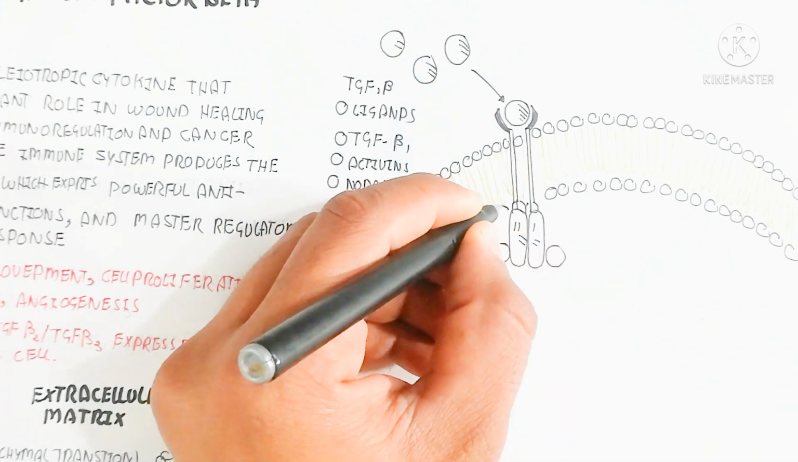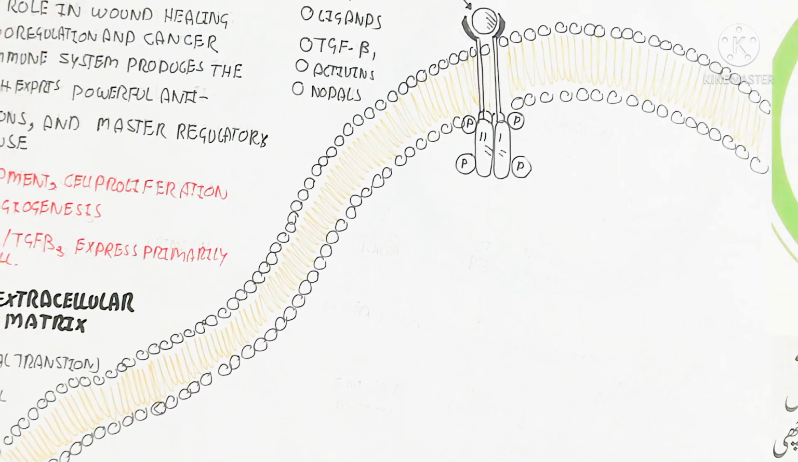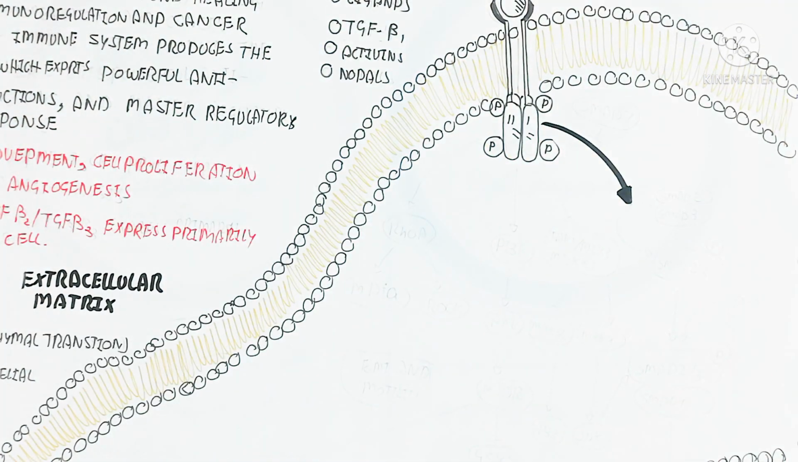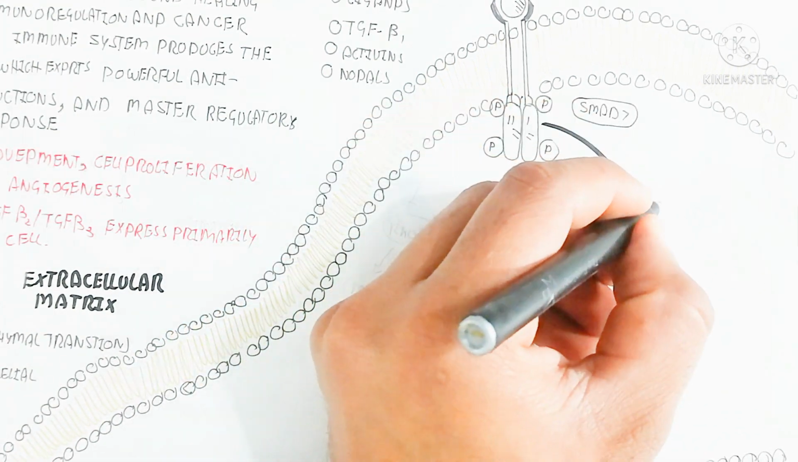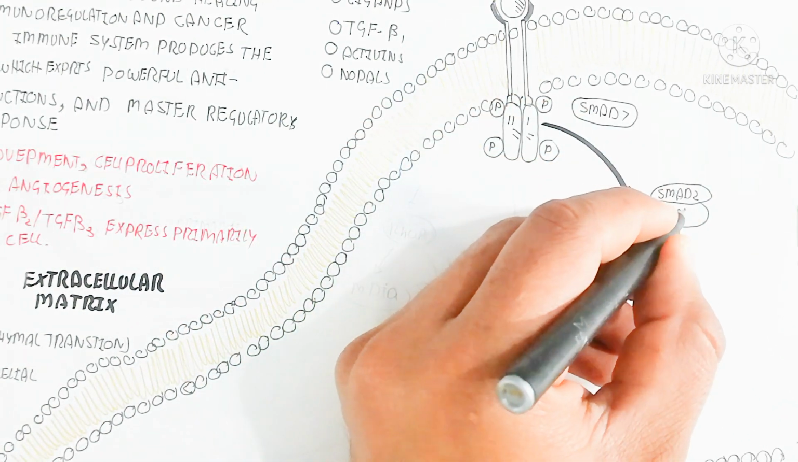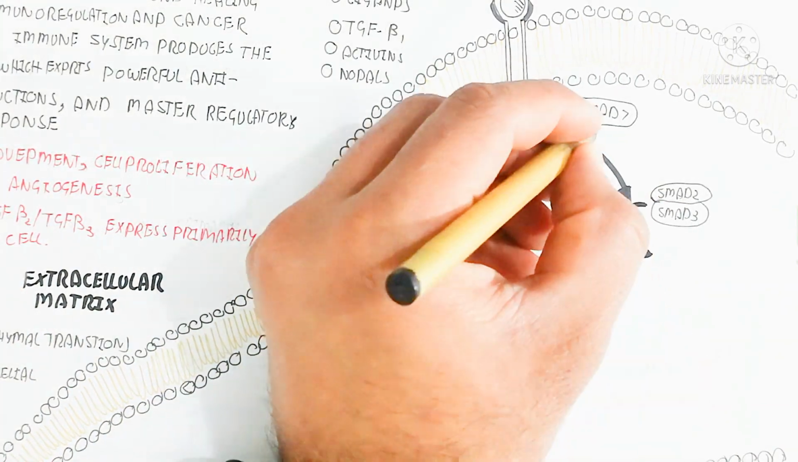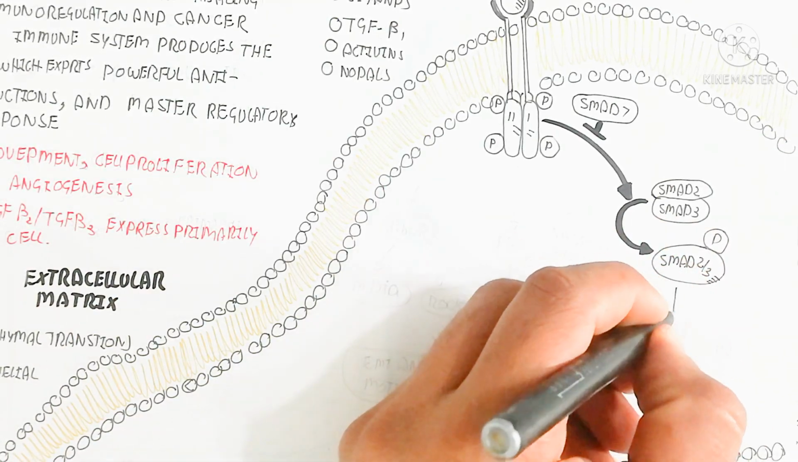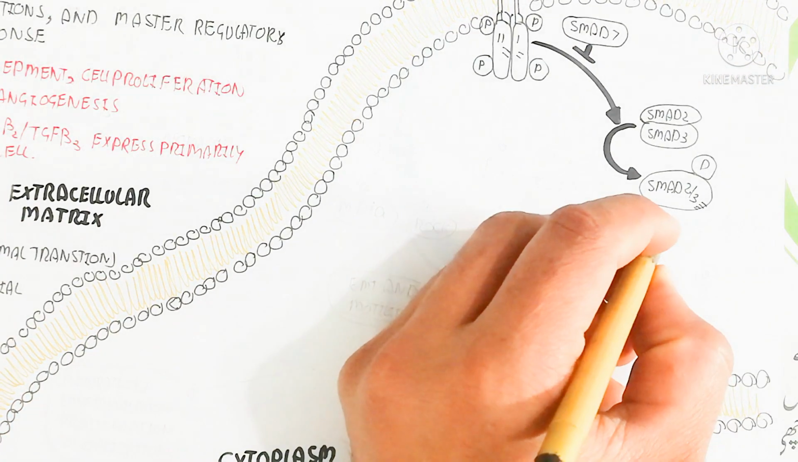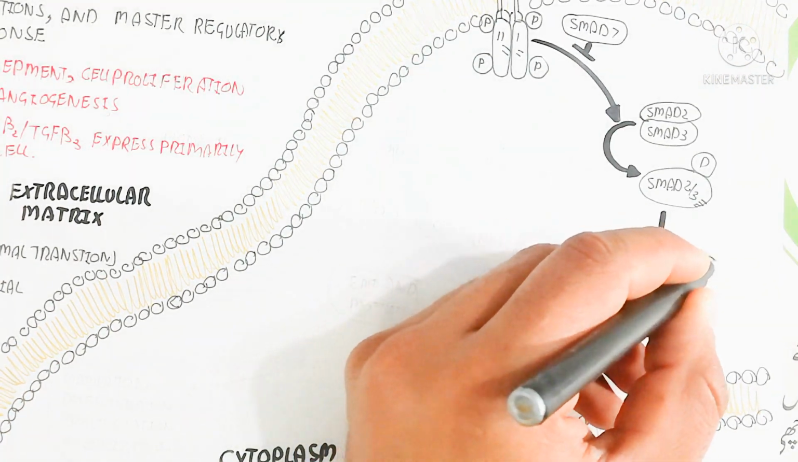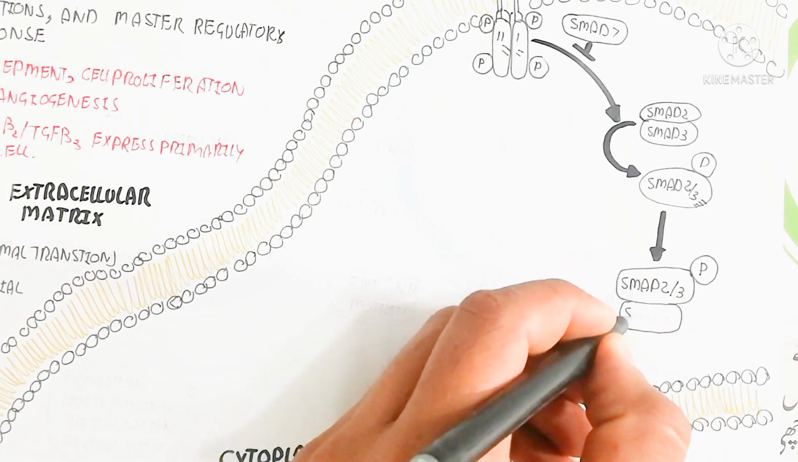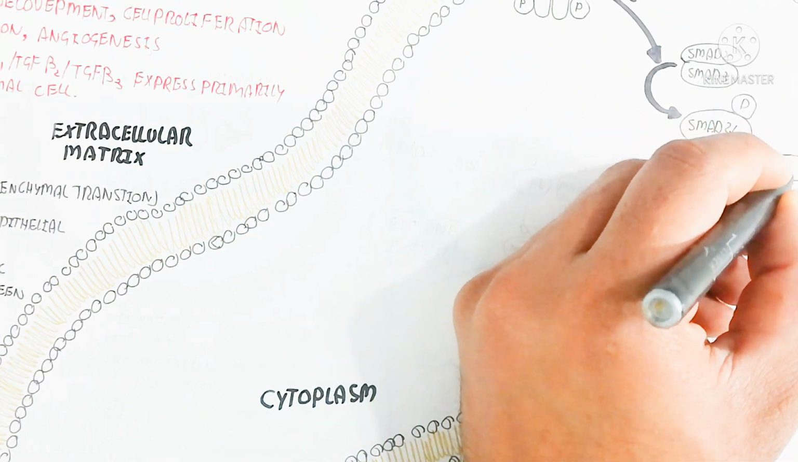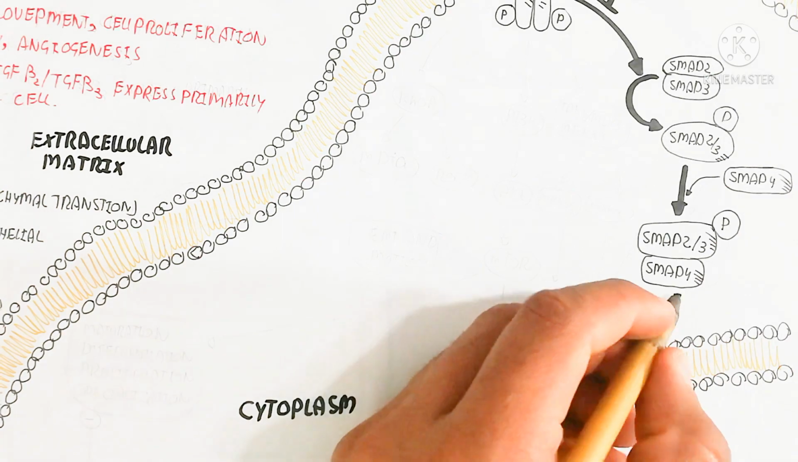For example, the TGF-beta ligands: TGF-beta 1, activins and nodals. These are the types of TGF-beta. After the binding, phosphorylation will occur, and a cascade of phosphorylation events will occur. In this way, here is the activation of SMAD protein 2 and 3, which will be activated to produce the active form, the SMAD2/3 complex phosphorylation. After this phosphorylation, SMAD4 will bind to produce the SMAD2/4/3 complex formation.